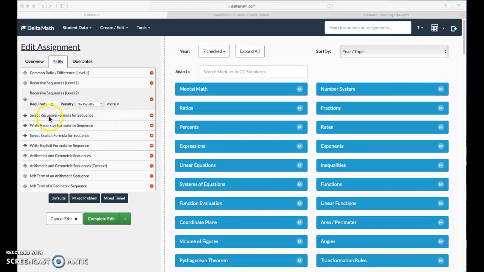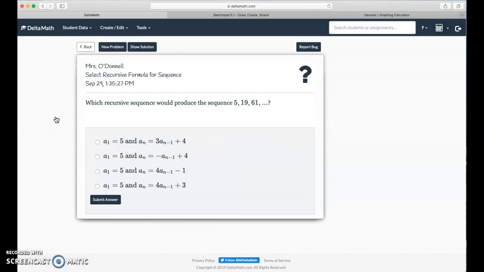Let's continue on. Select recursive formula for a sequence. All right, so this one is nice. It's given us multiple choice. Which recursive sequence would produce the sequence 5, 19, 16? So we have to think, is it arithmetic or geometric? Am I adding between the terms or multiplying, or am I doing a combination?